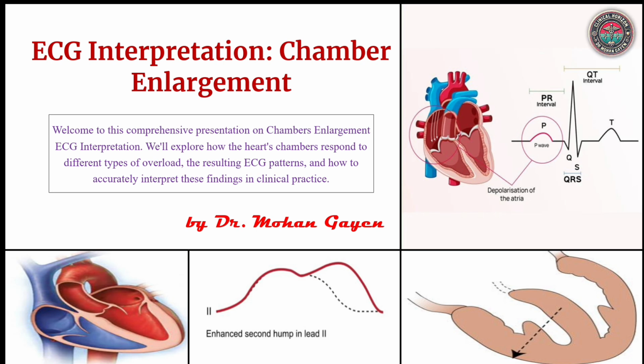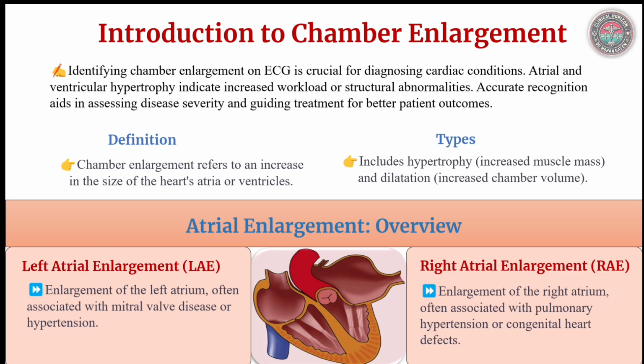Introduction to chamber enlargement. Chamber enlargement occurs when the atria or ventricles enlarge in response to pressure or volume overload. Hypertrophy results from pressure overload, leading to thicker walls, while dilation stems from volume overload, causing chamber expansion. Left atrial enlargement is common in mitral valve disease and hypertension, while right atrial enlargement is often seen in pulmonary hypertension and congenital defects. Recognizing these patterns on ECG enables early intervention and better patient outcomes.